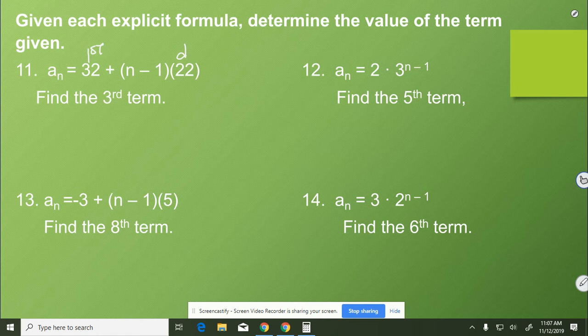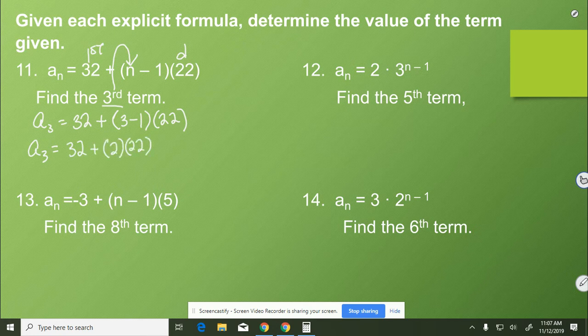That's totally fine. So we want to find the third term. So that's going to go in for n. So we have a of 3, that denotes that we're finding the third term, equals 32 plus 3 minus 1 times 22. So that's a of 3 equals 32 plus 2 times 22. So that's the third term equals 32 plus 44. So the third term is 76.